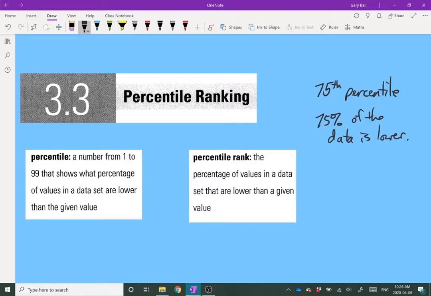A couple things I want you to notice. When I'm listing what percentile it is, I did not put a percent. I say it is a 75th percentile. This percent merely talks about what percentage of the data is lower.